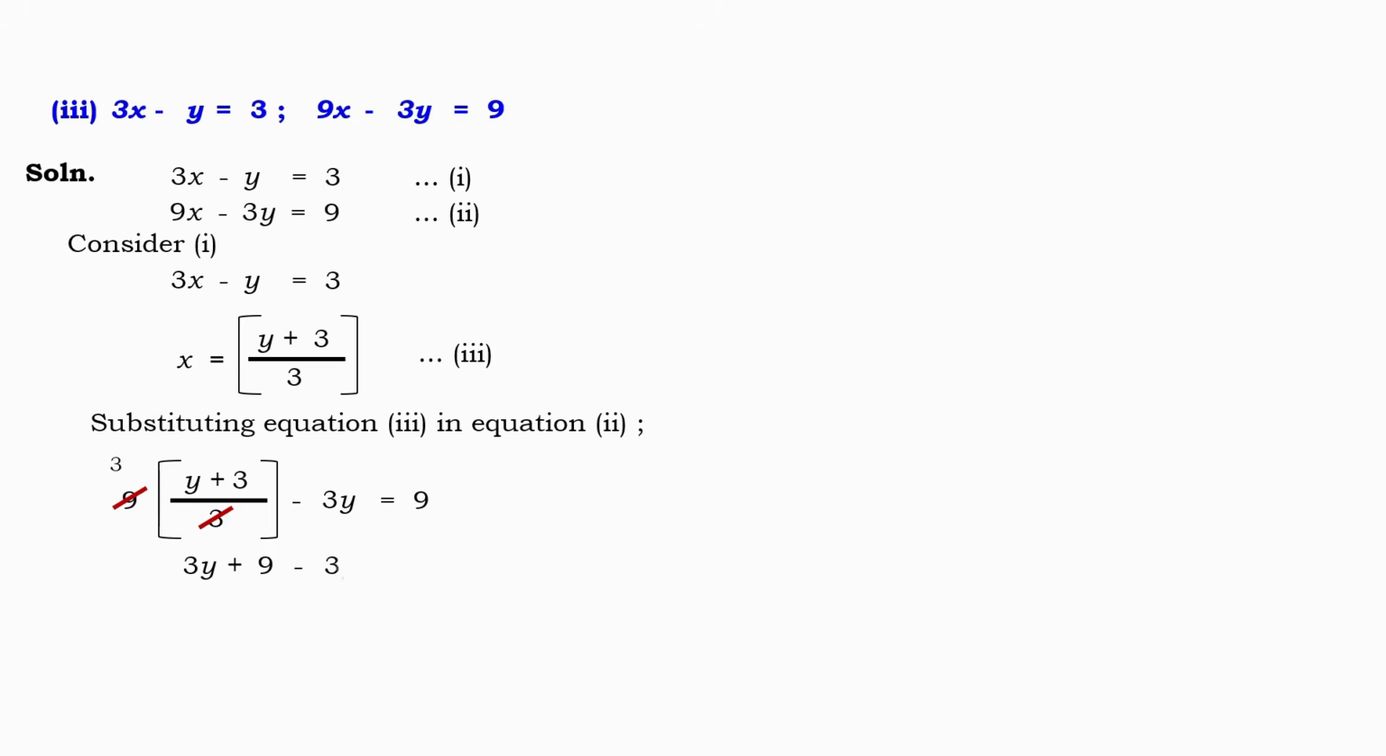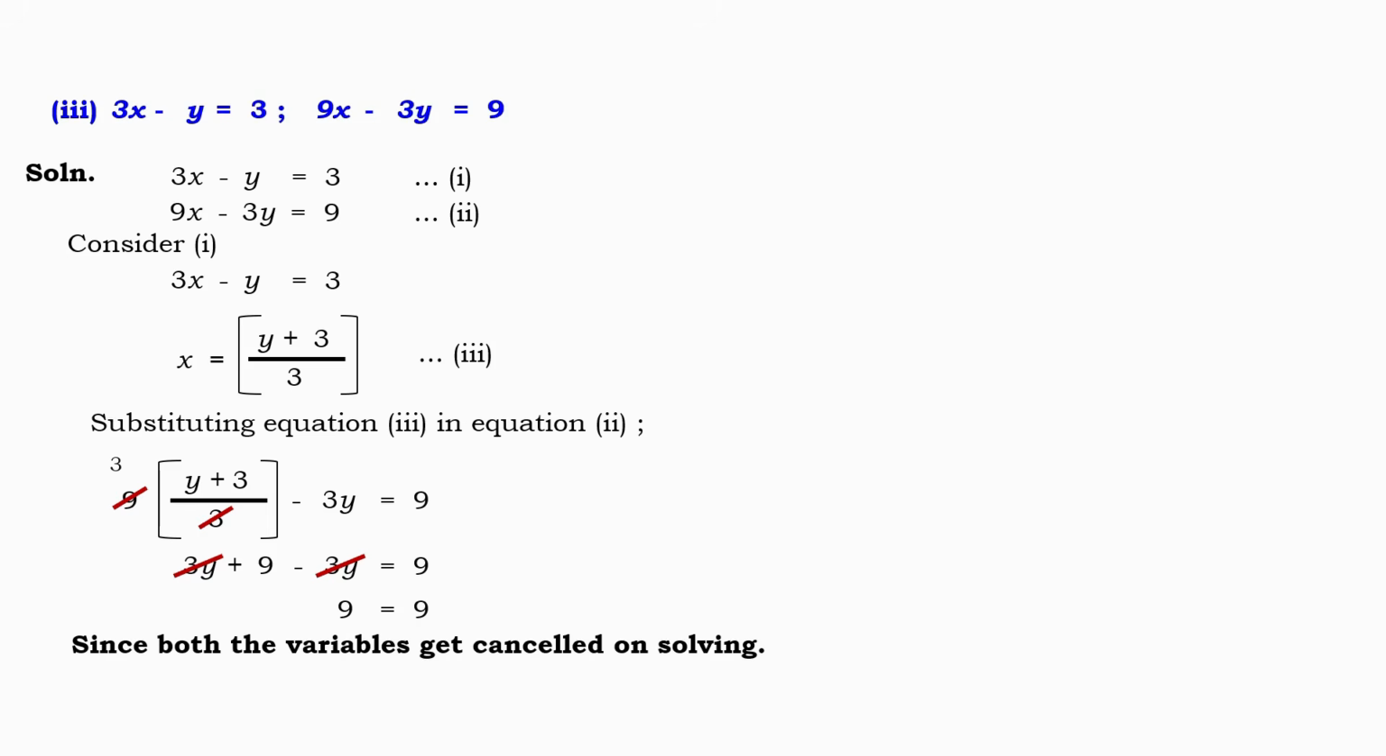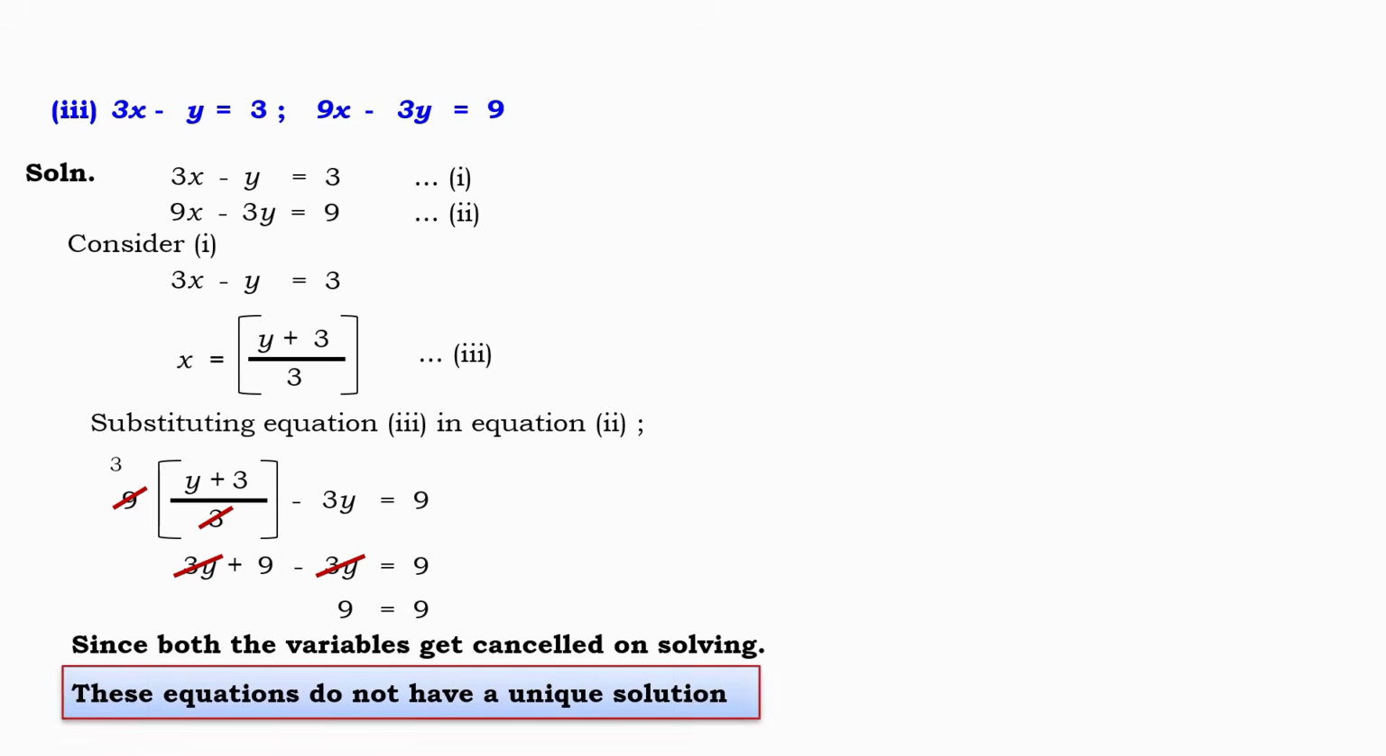So we get 3y plus 9 minus 3y equals 9. Now notice something interesting. 3y minus 3y becomes 0. So the equation becomes 9 equals 9. This statement is always true. This means that the two equations actually represent the same line. Since both equations are equivalent, all the points on that line satisfy both equations. Therefore, this pair of equations does not have a unique solution. Instead, it has infinitely many solutions.